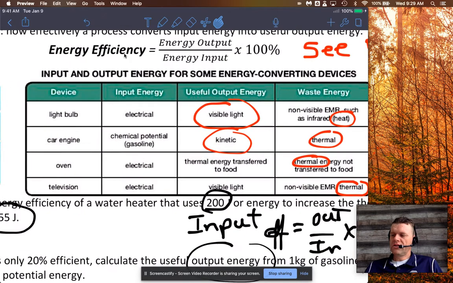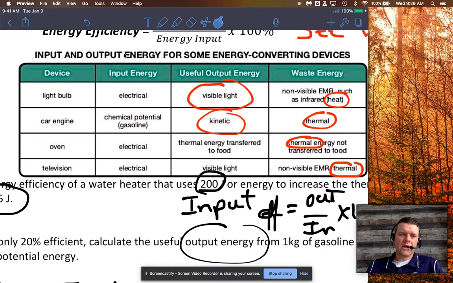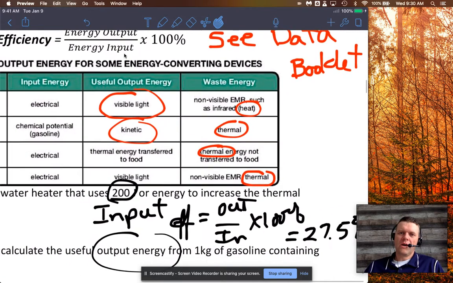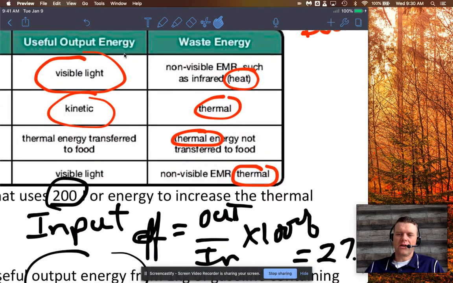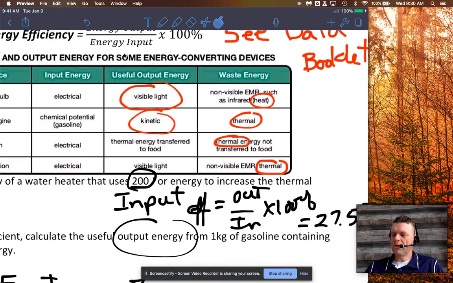Anyway, you can see all these devices for input and output energy. Most of the input energy is electrical, except for the car engine. And the output energy varies, because for light bulbs, obviously you want light. For car engines, you want movement. For an oven, you just want heat. So if you're making heat, you can have very efficient systems, because in the process of making heat you produce waste energy as heat. No surprise here. Waste energy, I circled this. Almost every one has thermal or heat in it. In any system or any process, you're definitely going to be wasting heat.